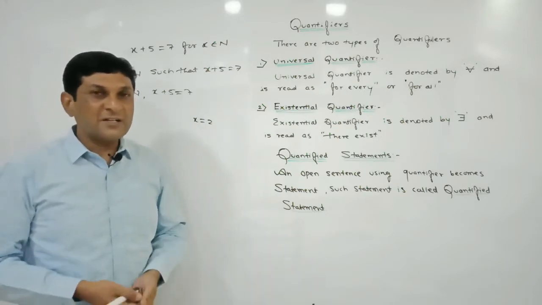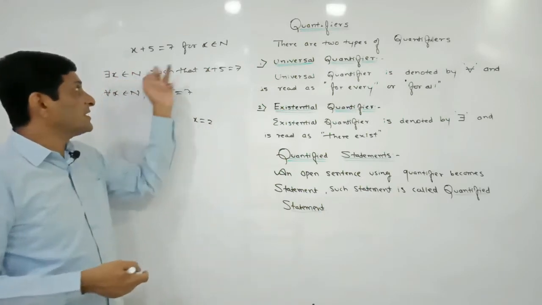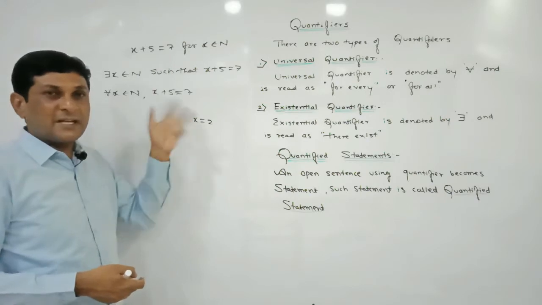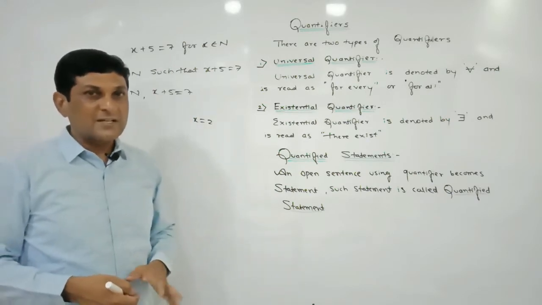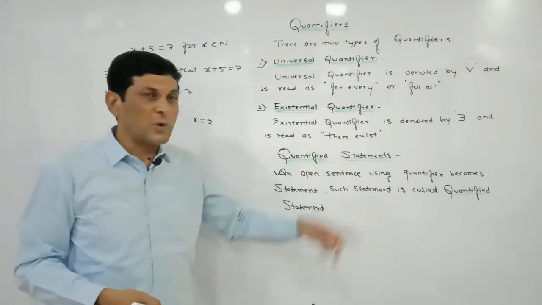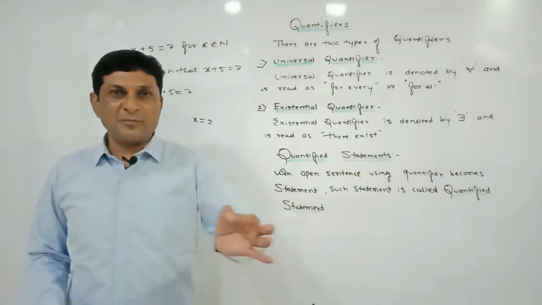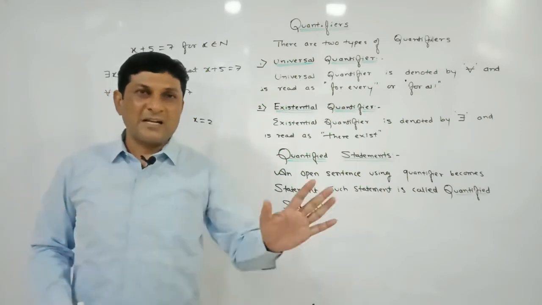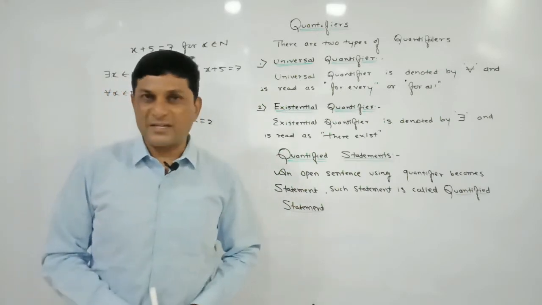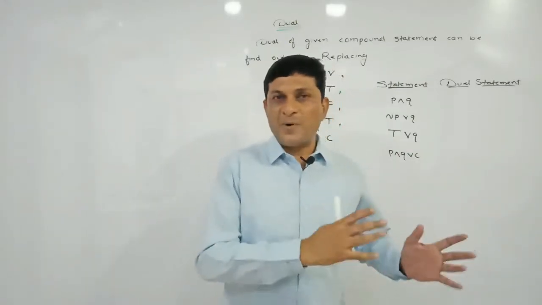Why are we saying that it is a statement? Because here we are able to identify its truth value. In the first case this will become true, and in the second case it will become what? False. So using a quantifier, an open sentence becomes a statement. Such a statement is called what? A quantified statement. Or simply remember that when a quantifier appears in a statement, it is called a quantified statement. Now we are discussing how to find the dual of a compound statement.